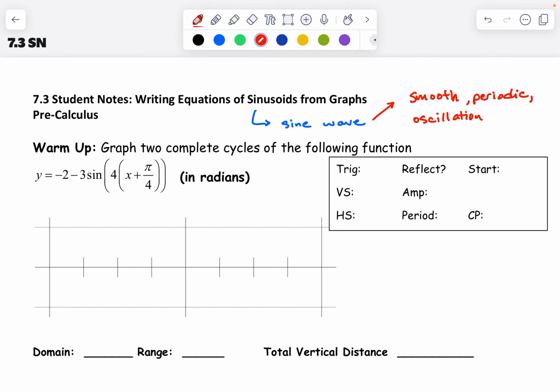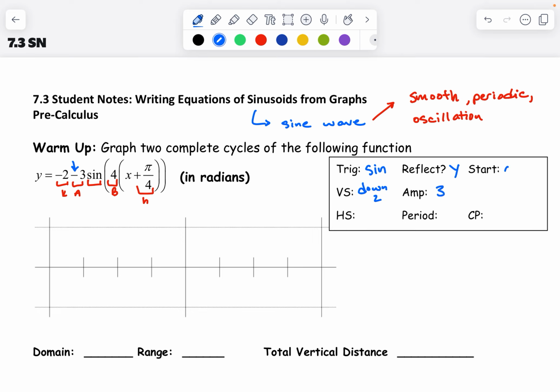So the process that we've been doing is we have been beginning by labeling our equation. So we have our K value, we have our A, we have our actual function, we have our B value, and we have our H value. So a lot of information kind of packed in there. First, just starting with K, this has been moved down 2. It is a sine function, and it has been reflected. Since that 3 right there is negative, that's a reflection. It has an amplitude of 3, because that's our A value.